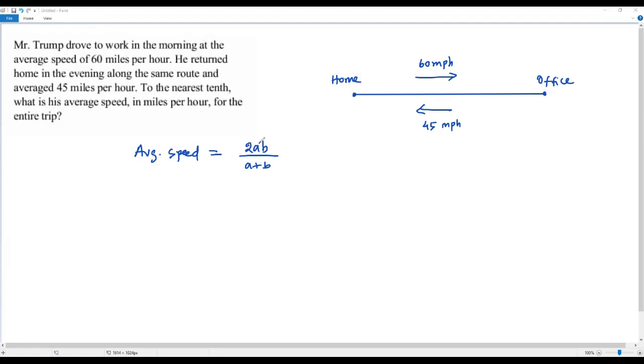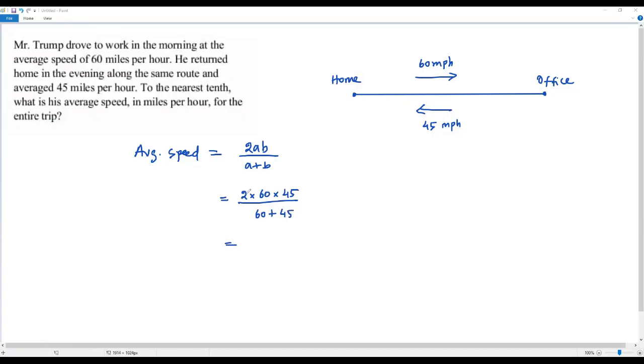Now this A represents the speed from home to office, that is 60 miles per hour, and this B represents the speed from office to home, that is 45 miles per hour. In this formula, we can plug in 60 for A and 45 for B and evaluate. Okay, now let me do it. That is 2 times 60 times 45 divided by 60 plus 45.